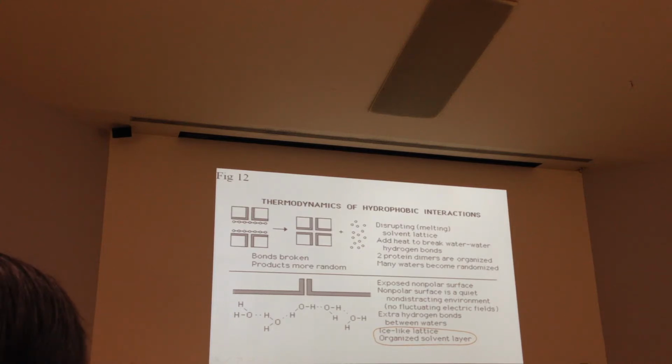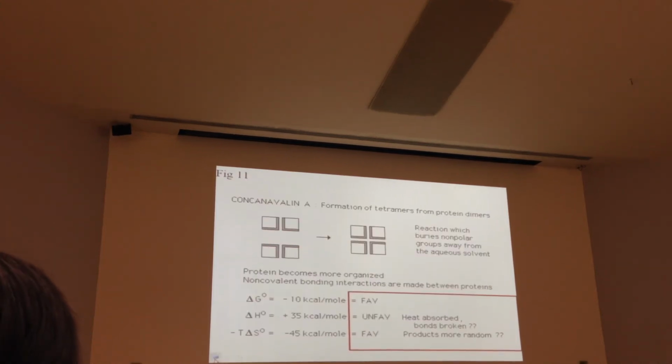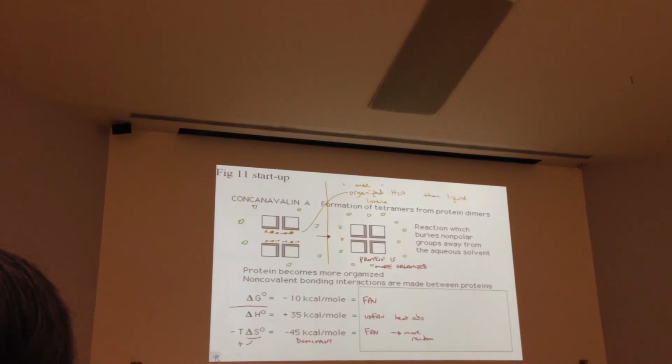Furthermore, in order to get it over to here, it's sort of like melting the ice. And we need to add heat to do that. That's showing up again in these data. We are absorbing heat and producing something more random. And that's because the dominant factor here is the ice-like layer of waters around those nonpolar surfaces.